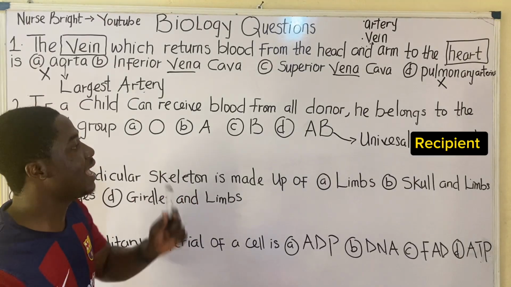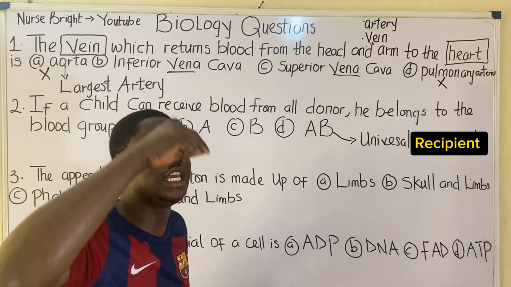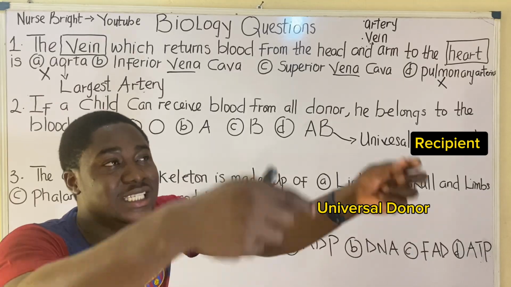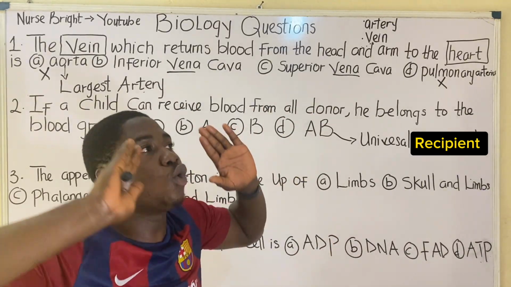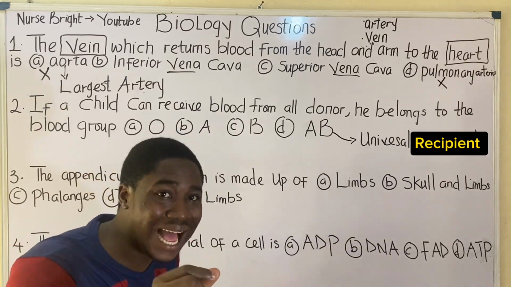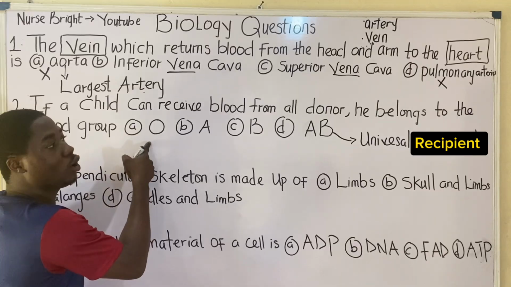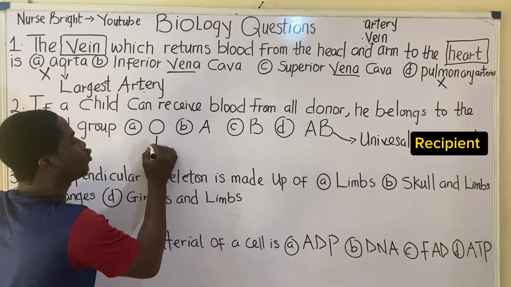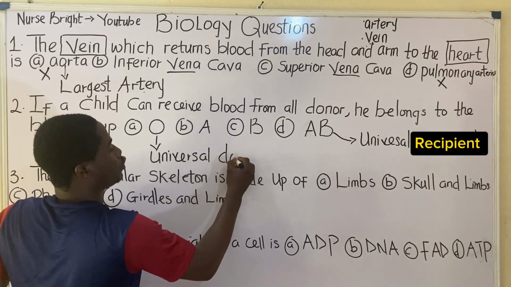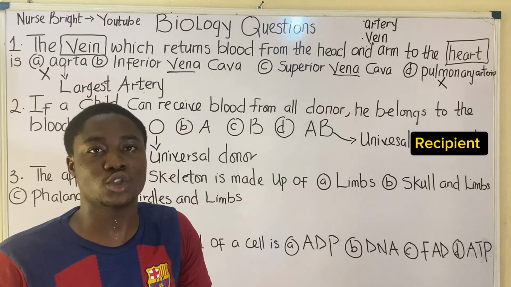Now, it must be noted that as we have the universal recipient blood group, we also have the universal donor blood group. The universal donor has the ability to donate their blood to any individual having the other blood groups. And the blood group that has the ability to donate their blood is blood group O. So blood group O is called the universal donor blood group. But we have two types of O. We have O positive and also O negative.